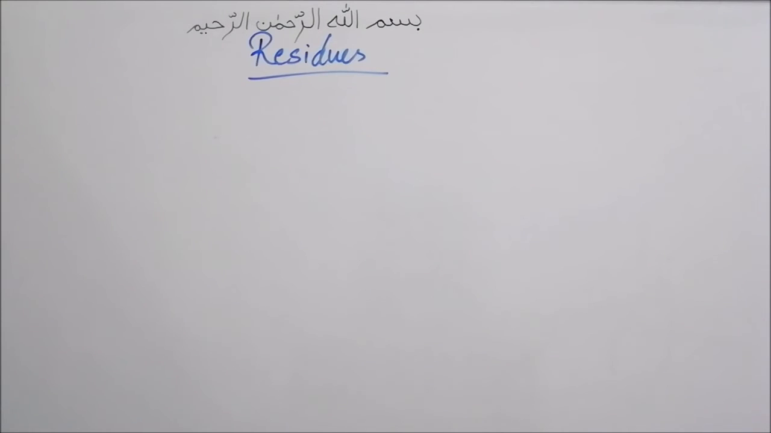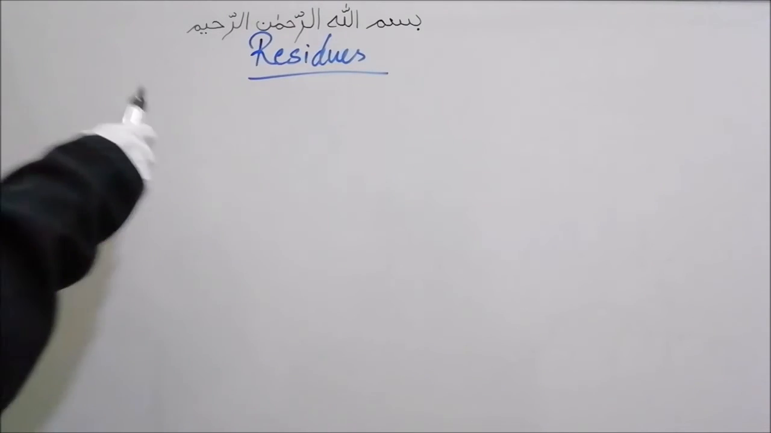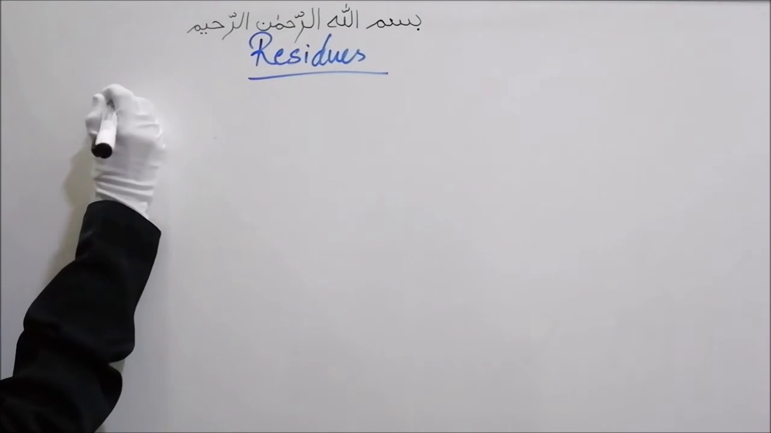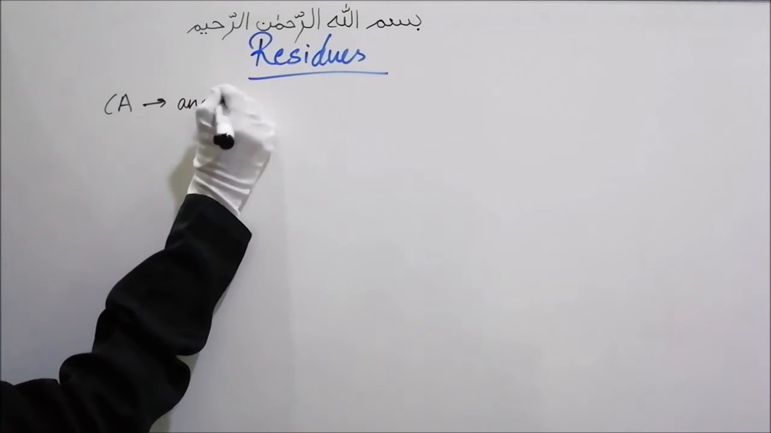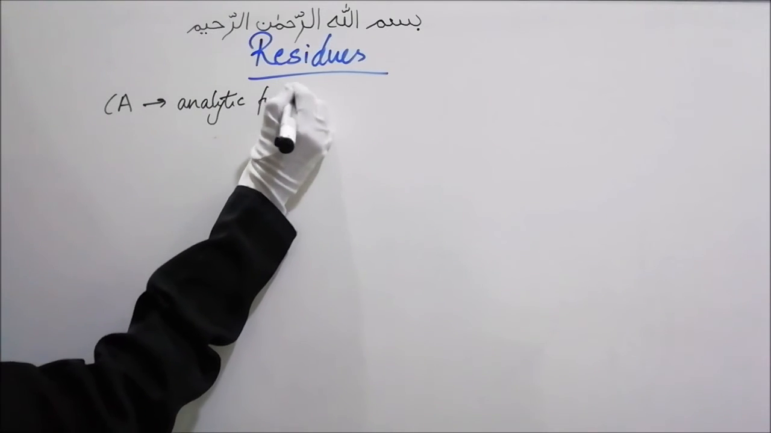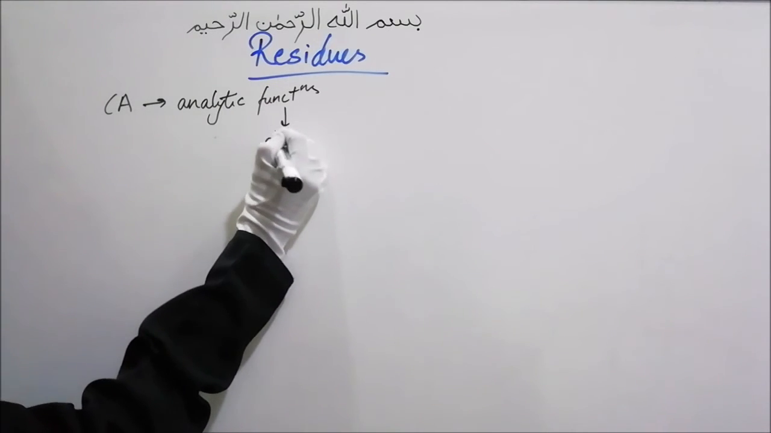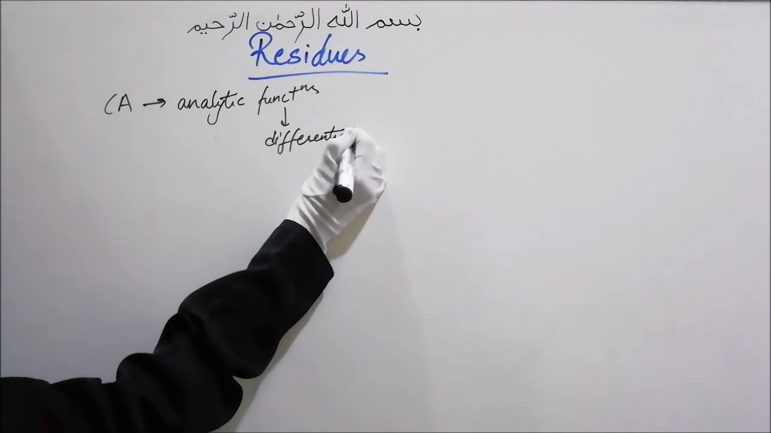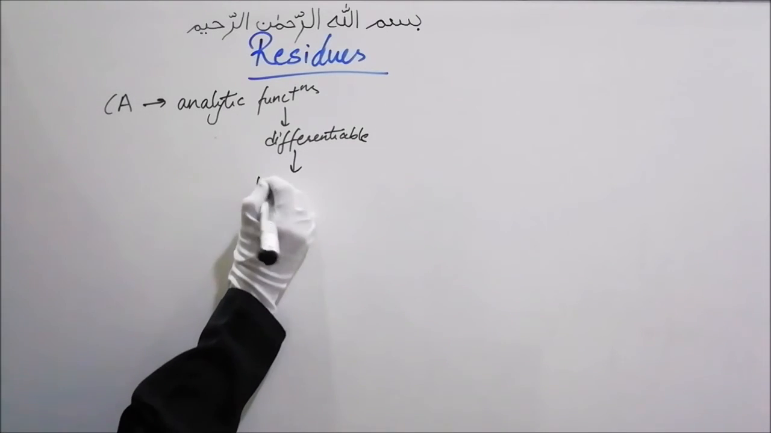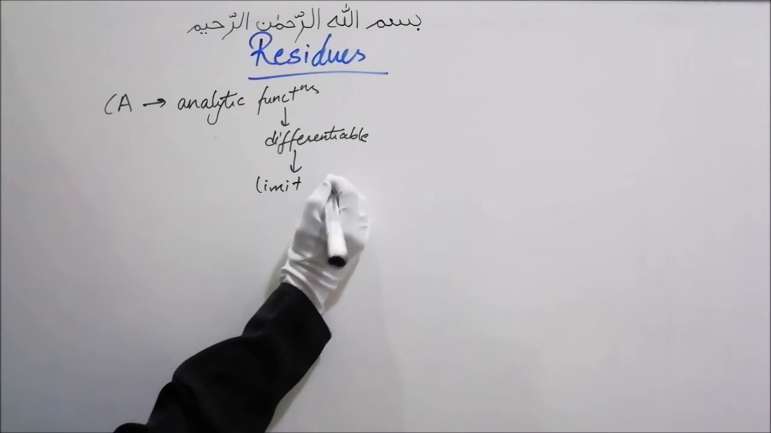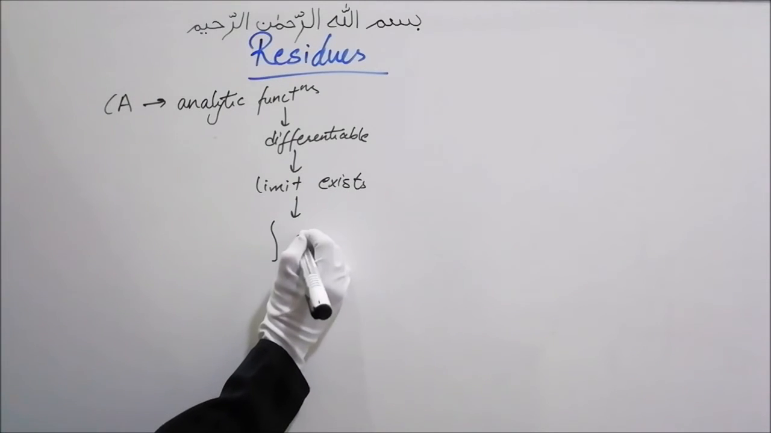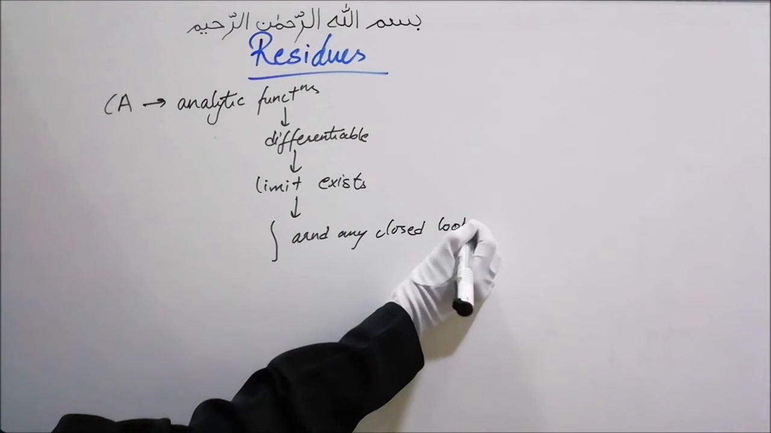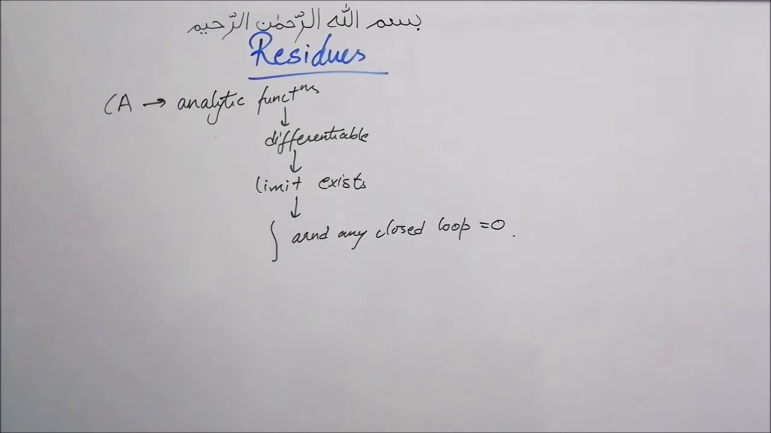Now we are going to begin with residues. As you have seen, in complex analysis we deal with analytic functions, and analytic functions are those functions which are differentiable. If they are differentiable, it means their limiting value is independent of the path taken. Therefore integration around any closed loop will be equal to 0.